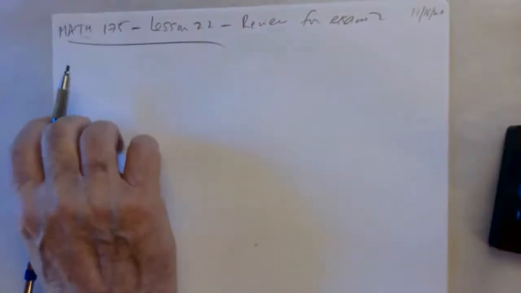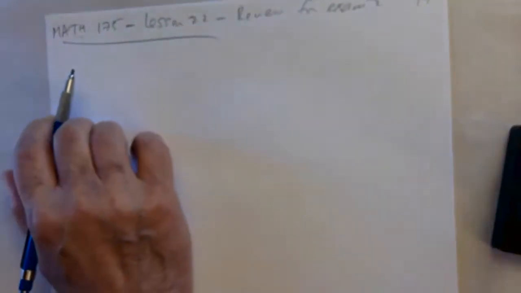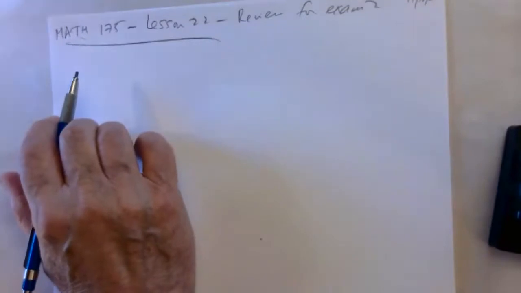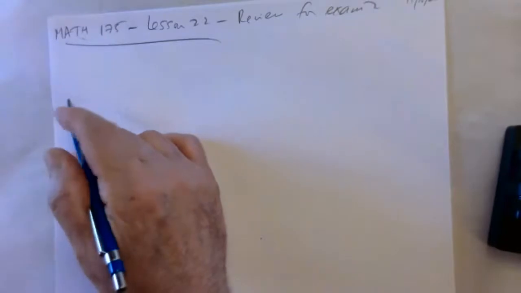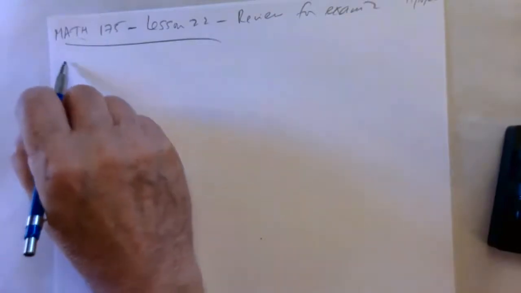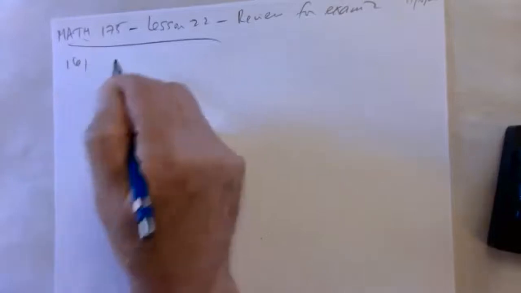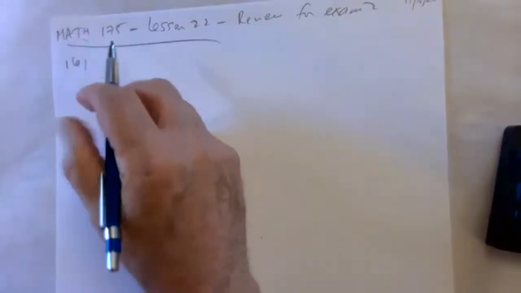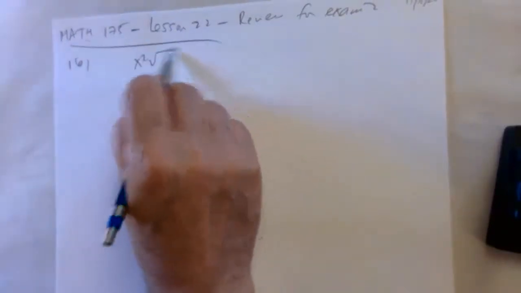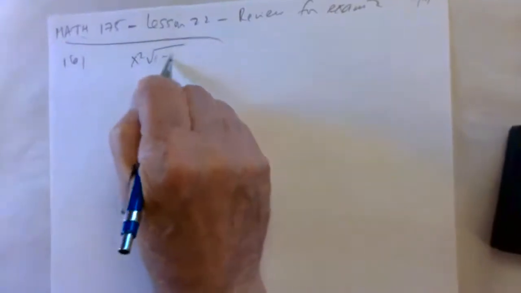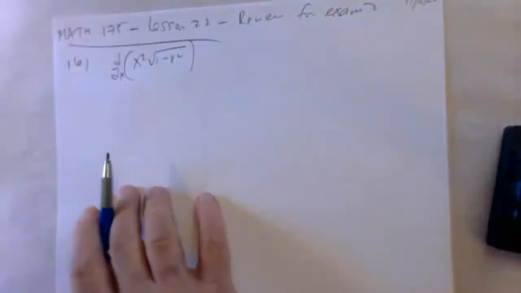Okay, so we'll start. We're going to go over the review sheet for exam 2, which is on Wednesday morning. The first set of problems are just to find some derivatives, which is a fundamental thing to do. So we have x squared times the square root of 1 minus x squared, and we want to differentiate this.